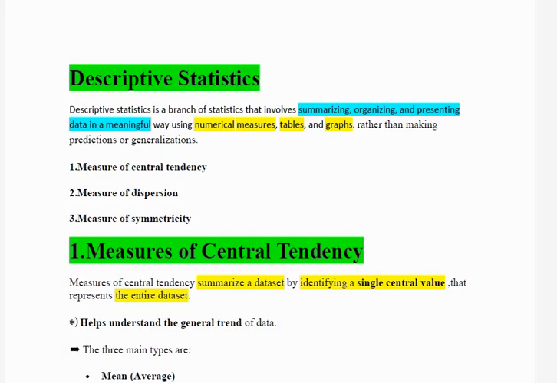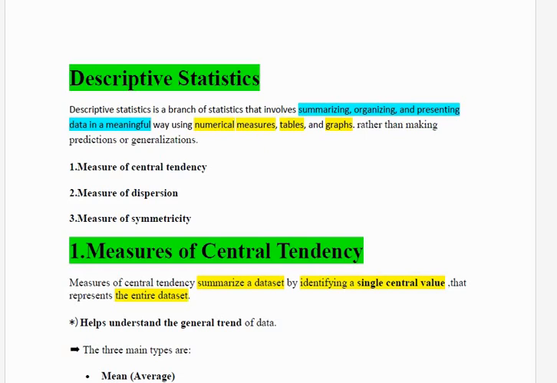What it means is that it is just like organizing. Descriptive statistics is organizing, summarizing and presenting the data in a meaningful way. We are not going to do any predictions or generalizations here. We will just make use of some numerical measures, tables and graphs, and we are just going to do summarizing, organizing and presenting the data.